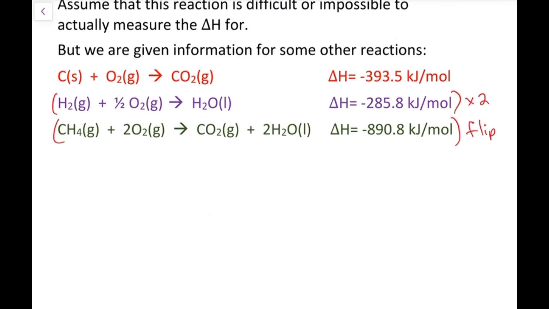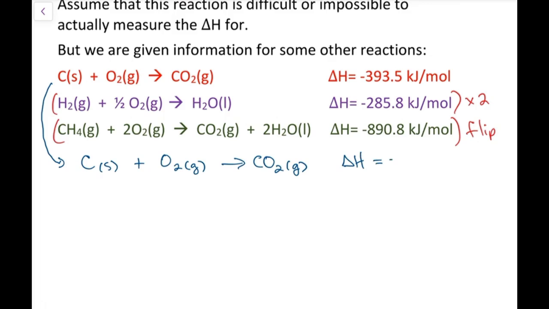So the first reaction I don't really have to do anything to, but I am going to draw an arrow down here and just recopy it. All right, so we have carbon as a solid plus O2 gas yields CO2 gas and has a change in enthalpy of negative 393.5 kilojoules.